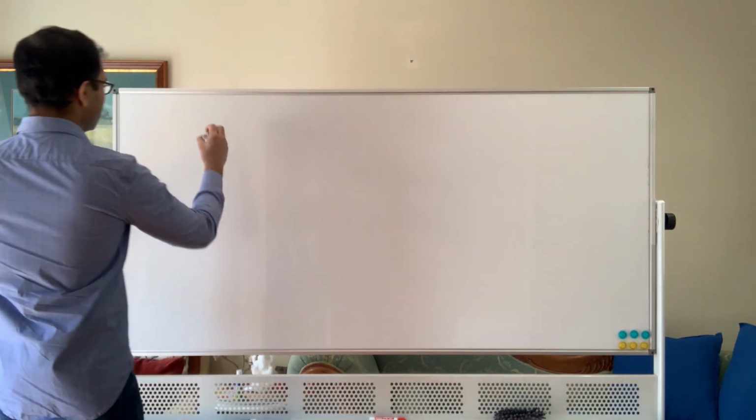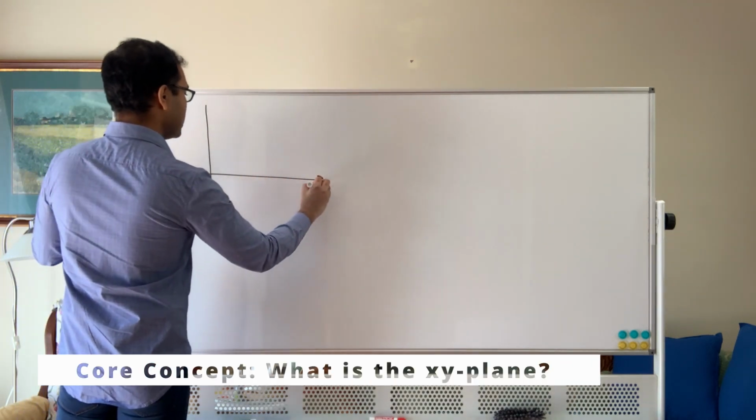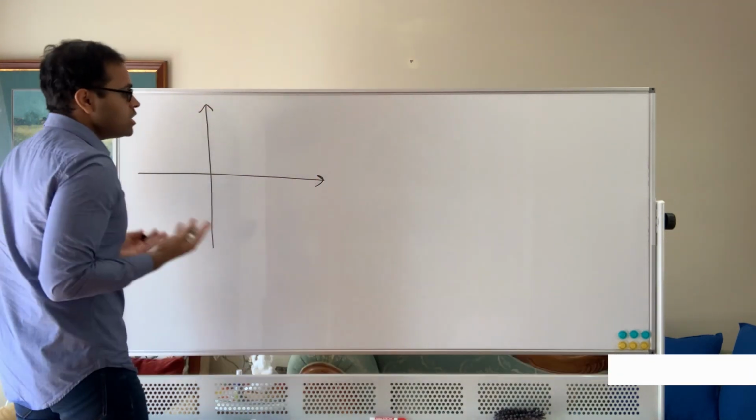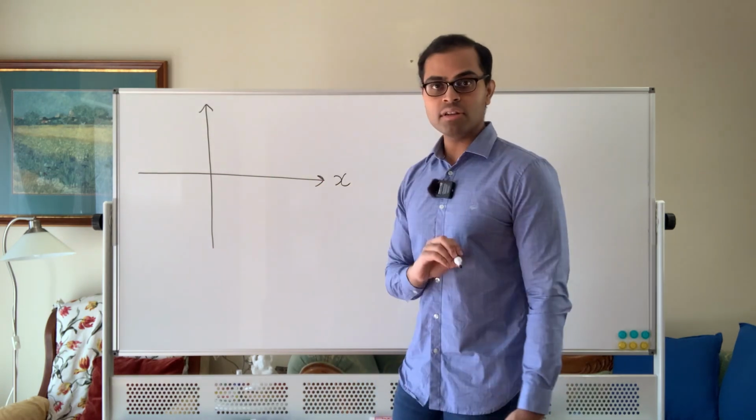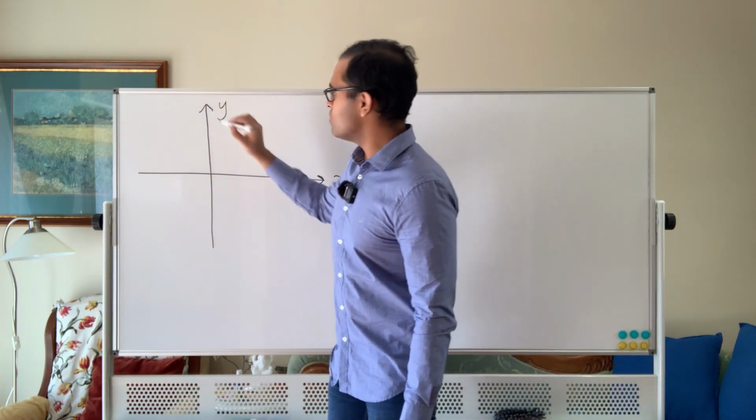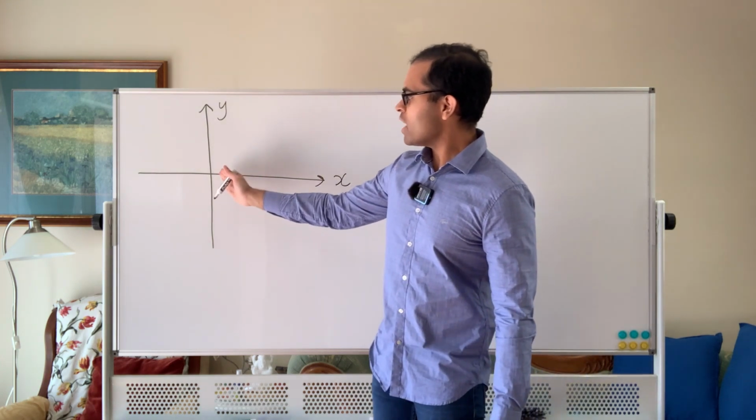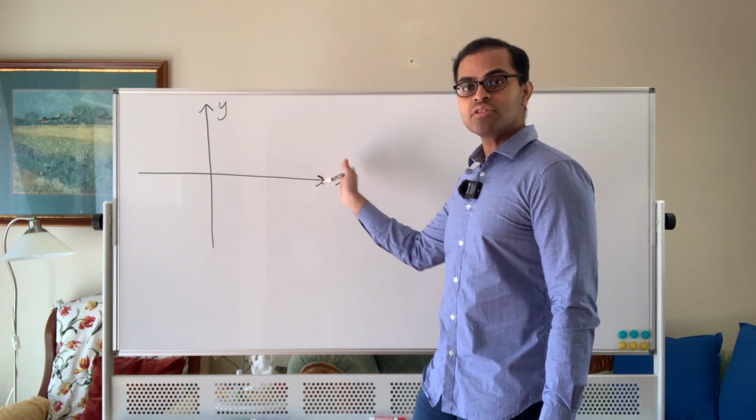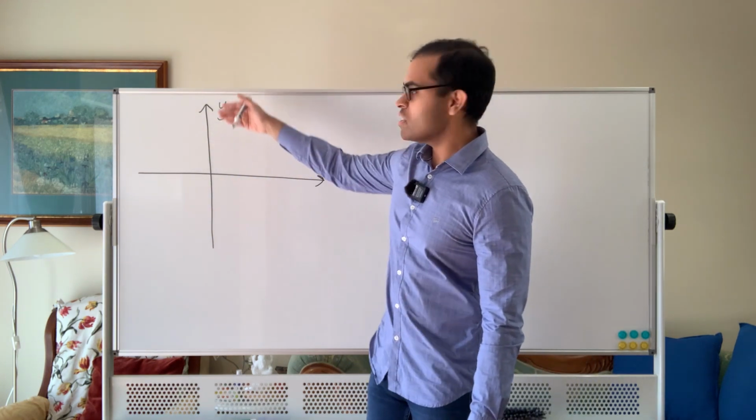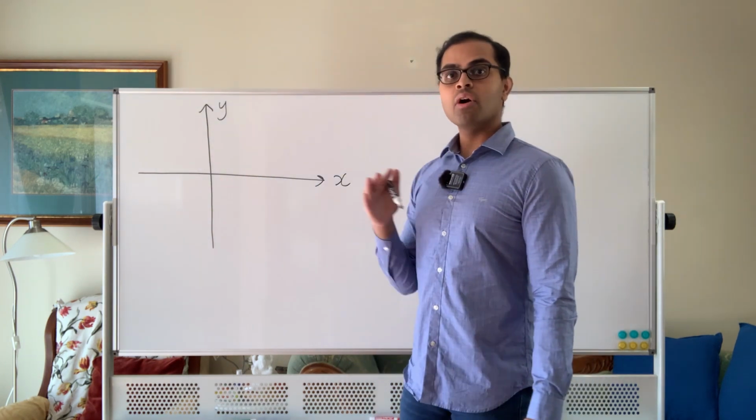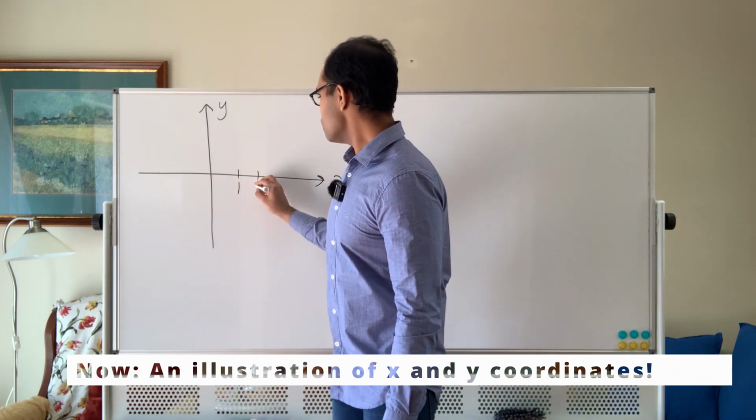So the first thing is, what is the xy plane? Okay, so the xy plane is basically what is called Cartesian coordinates. You have an x-axis which is horizontal, you have a y-axis which is vertical, and to specify a point in the plane you have to specify how far you're going either to the right or to the left, which is called the x coordinate, and how far you're going up or below, which is called the y coordinate.